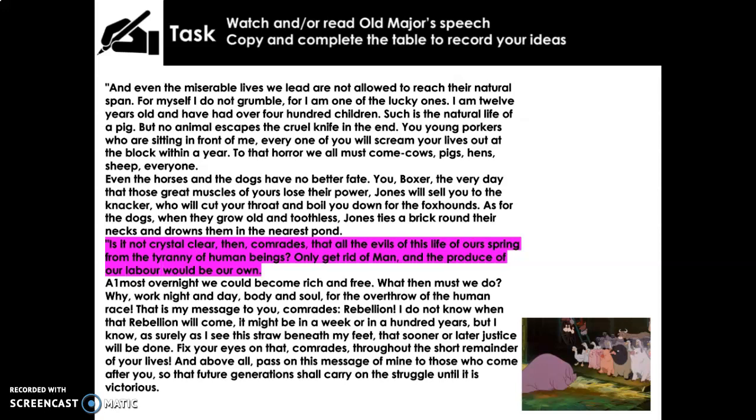Even the horses and the dogs have no better fate. You, Boxer, the very day that those great muscles of yours lose their power, Jones will sell you to the knacker who will cut your throat and boil you down for the foxhounds. As for the dogs, when they grow old and toothless, Jones ties a brick round their necks and drowns them in the nearest pond. Is it not crystal clear, then, comrades, that all the evils of this life of ours spring from the tyranny of human beings? Only get rid of Man, and the produce of our labour will be our own.